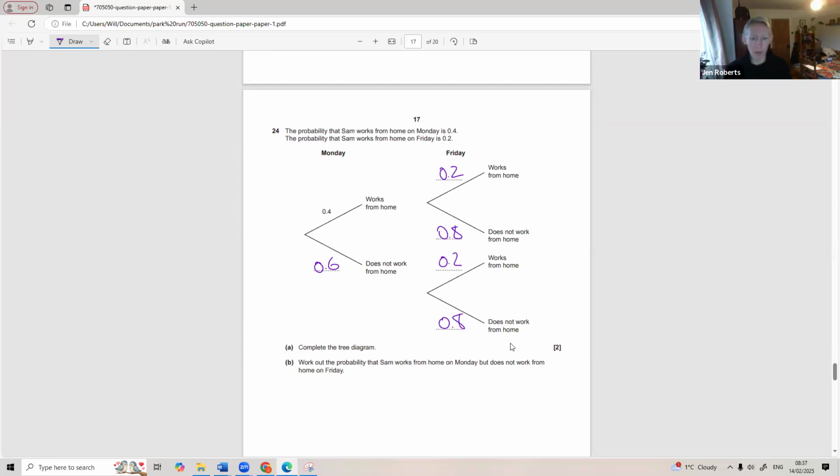Work out the probability that Sam works from home on a Monday, but does not work from home on a Friday. So what do you do along your branches? You multiply 0.4 times 0.8, which is 0.32.